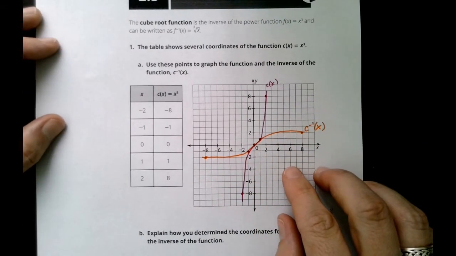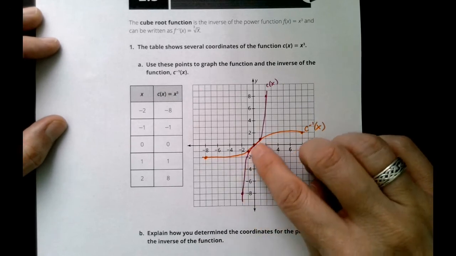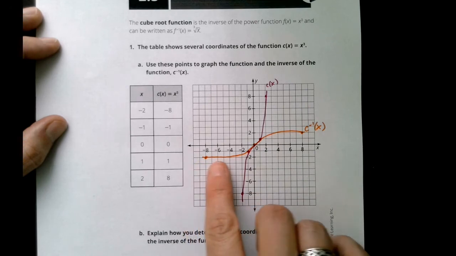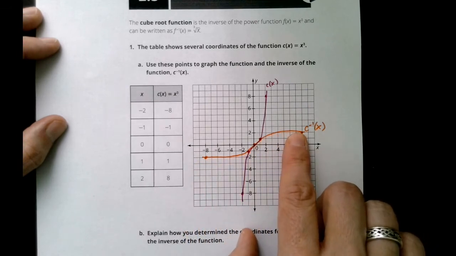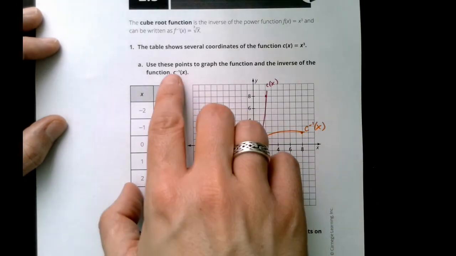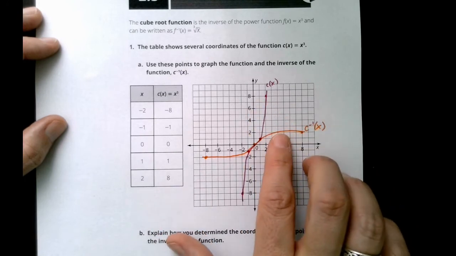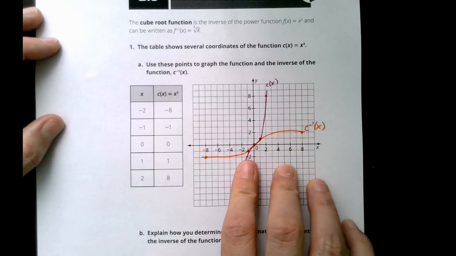Let's look at our graphs now. We know that c of x, which is x cubed, is 1 to 1, so it is a function. Look at its inverse though. Its inverse is also 1 to 1. That means it is a function. So this is why it already had the inverse notation here. These are invertible. So they both have a 1 to 1 relationship.